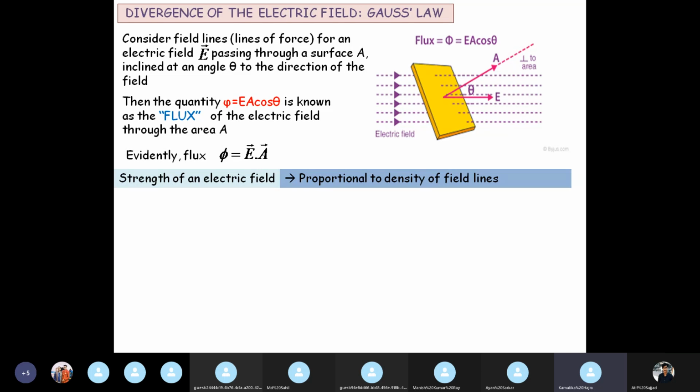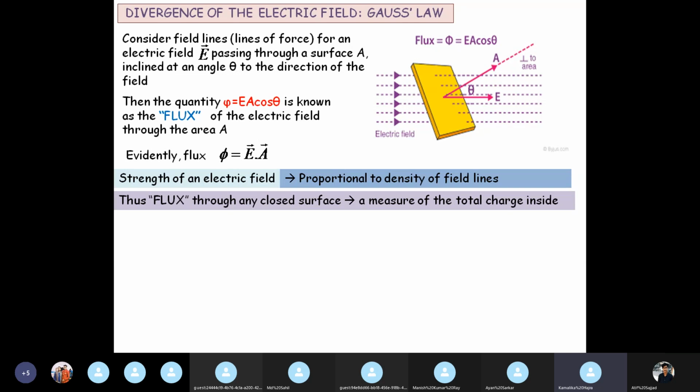So it is proportional to the density of field lines. So the flux through any closed surface is basically a measure of the total charge inside. If you have a closed surface, then the number of lines passing through unit area of the surface will give you an idea about the strength of the electric field. The number of electric lines would obviously depend on the total amount of charge inside the surface, right?